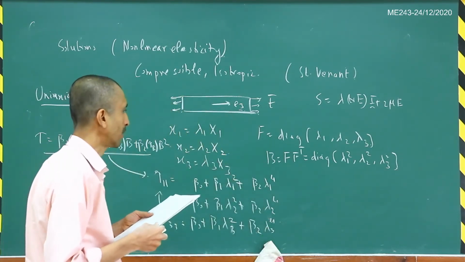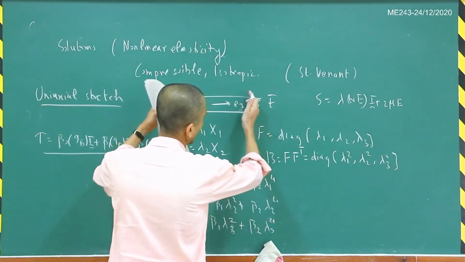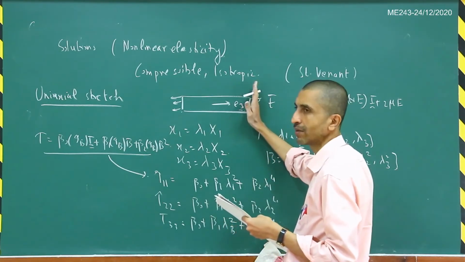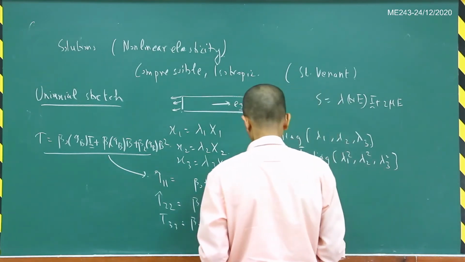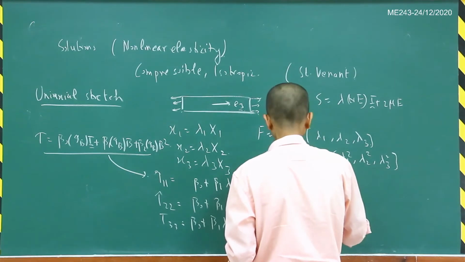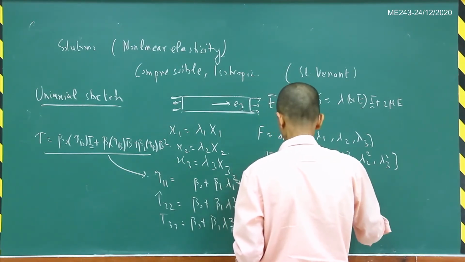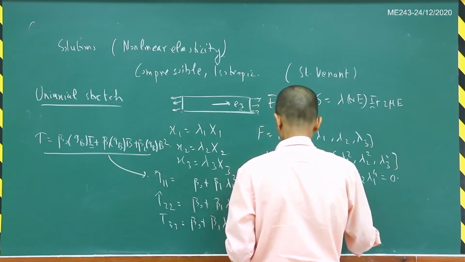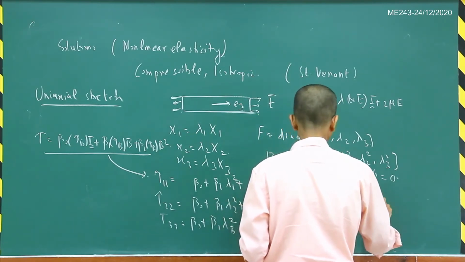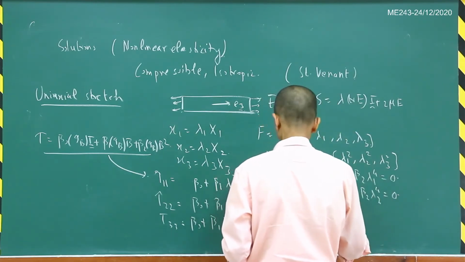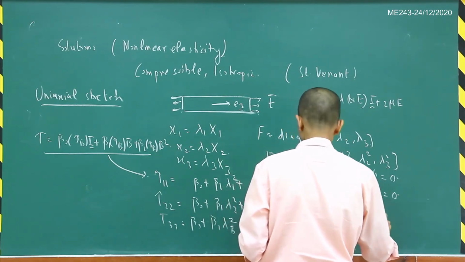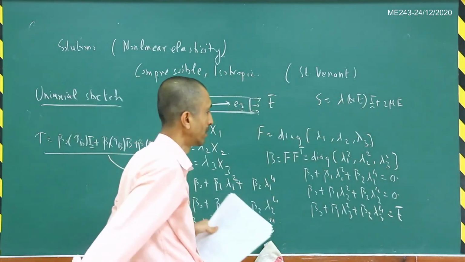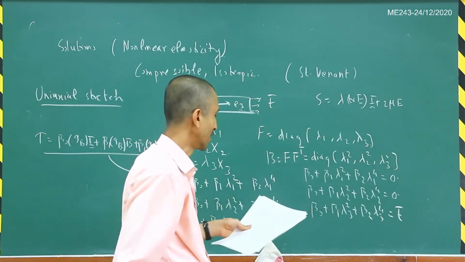And the traction boundary conditions are that you'll get tau 3 is equal to t bar, right? Because it is a homogeneous deformation, whatever is happening at the boundary will also happen in the interior, because everything is homogeneous in this particular case. So you will get that beta naught plus beta 1 times lambda 1 square plus beta 2 times lambda 1 raised to 4 is equal to 0, and beta naught plus beta 1 times lambda 2 square plus beta 2 times lambda 2 to the 4 is equal to 0, and beta naught plus beta 1 lambda 3 square plus beta 2 times lambda 3 to the 4 is equal to t bar. So t bar is the traction. This is the third direction, and t bar is being applied in the third direction. The lateral surfaces are traction free, so you will get that this is equal to 0.